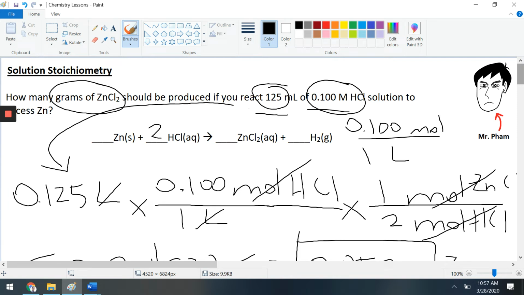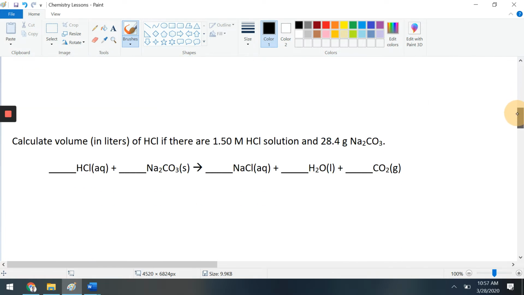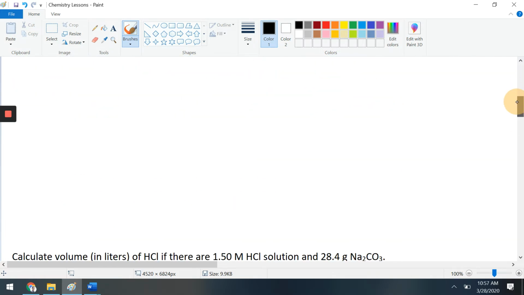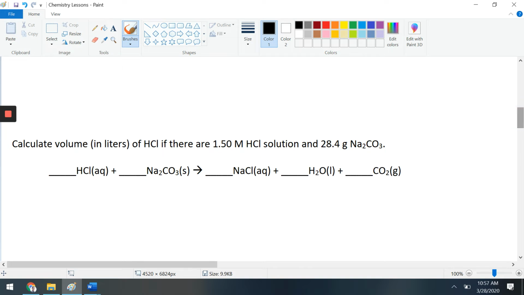Okay, why don't we look at just one more problem, just so you can get used to understanding how to deal with these stoichiometry problems when you have concentration for molarity. Okay, so the last one. Here we go. Calculate the volume in liters of hydrochloric acid, which is HCl, if there are a 1.50 molar hydrochloric acid solution and a 28.4 grams of sodium carbonate.